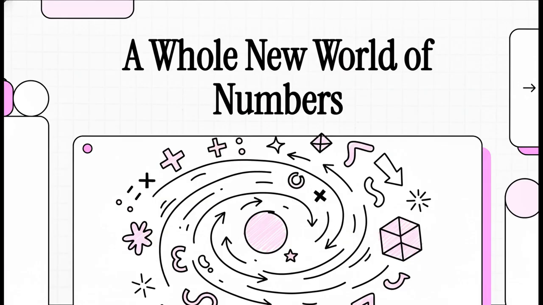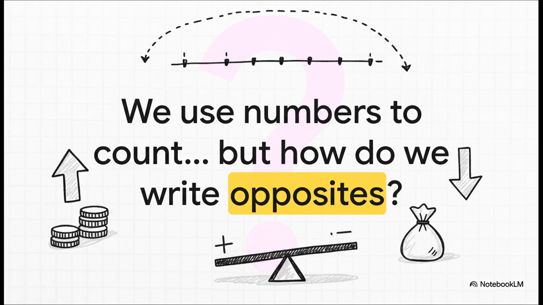Let's jump right in. So yeah, we all know how to count. It's probably the very first thing we ever learned in math. But think about it. What happens when we need to talk about the total opposite of something? For example, how do you write down the number for making money, a profit, versus the number for losing money? Or what about a temperature that's warm, above zero, versus one that's freezing cold and below zero? That's the big question we're going to solve today.